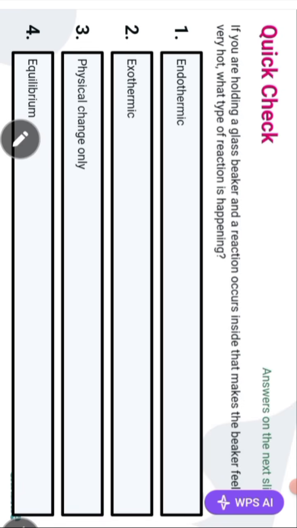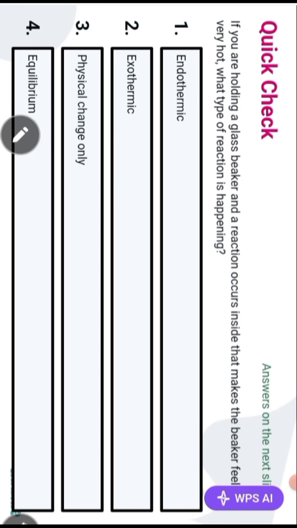So let's try our knowledge. Let's try to answer this question. You can feel free to pause this video. When a reaction occurs and it feels hot, that means it will release heat to the surrounding. That is an exothermic reaction. It was not hot before, but after some time it gets hot. So that means heat is being released from the reaction to the surrounding.